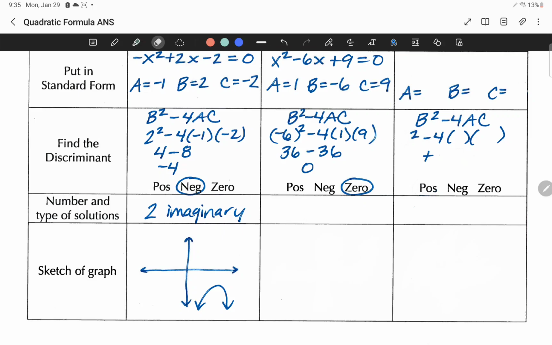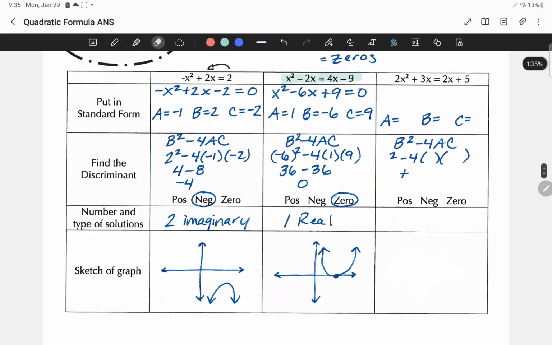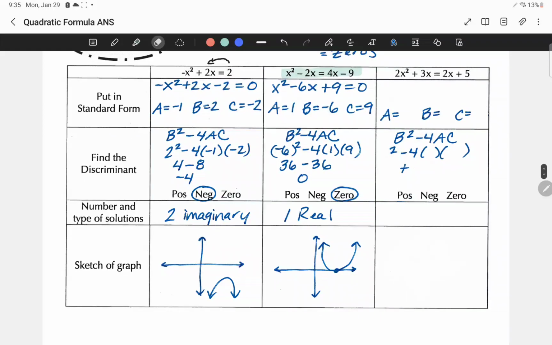If I get a 0, that means that I'm going to have one real solution. And this is going to be how it looks. I'm going to be touching at the vertex. And that is it. That is how it's going to look if you have only one real solution.